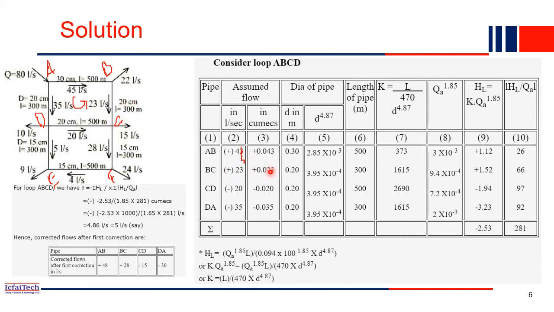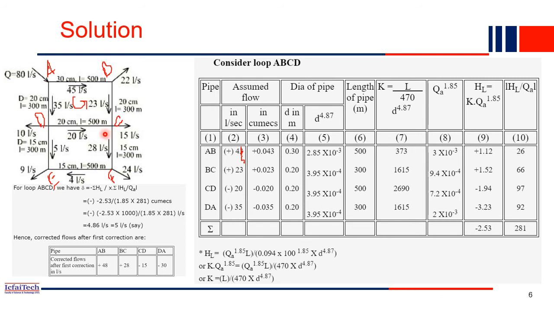And if you convert it into meter cube per second, and the d value is given to us as 20 centimeter, and simply d to the power of 4.87, you will get this one. And the length of the pipe is given to us in the question as 300, and you substitute all the values, you get this line.